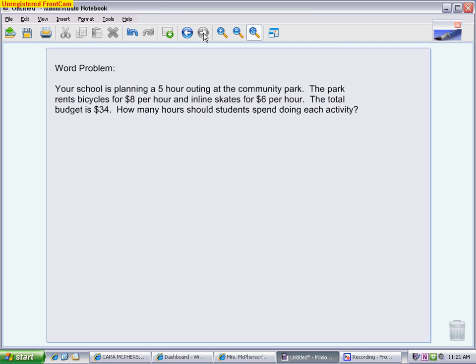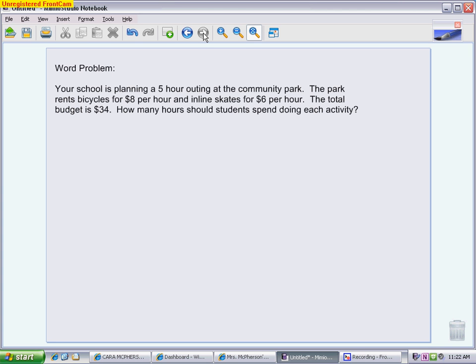The last problem we're going to do in this video is the same type of solving, but it's a word problem. So the layout is a little different. You have to look at the word problem and decide how to write equations to represent what we're looking for. We have school planning an outing. We have a 5-hour outing. We are going to be renting bicycles for $8 an hour, skating for $6 an hour. We know how much money we have is $34, and our goal is to figure out the hours we should spend doing each activity.